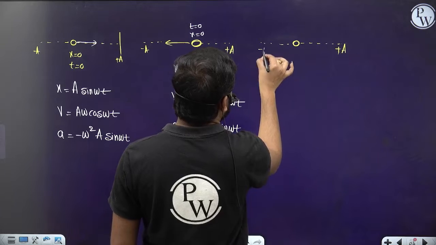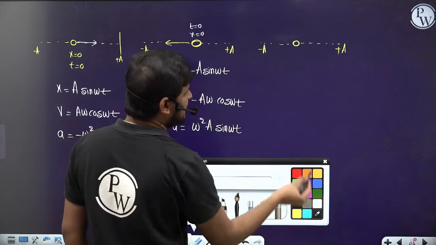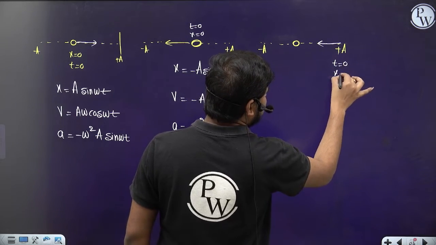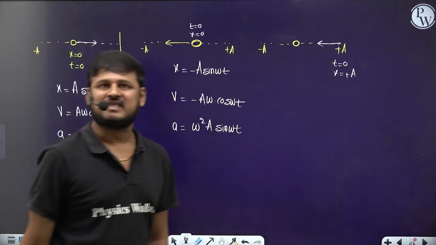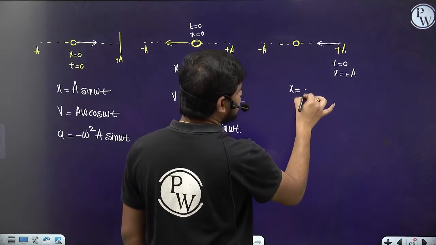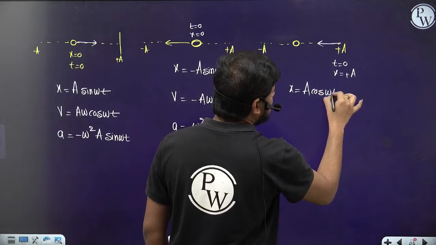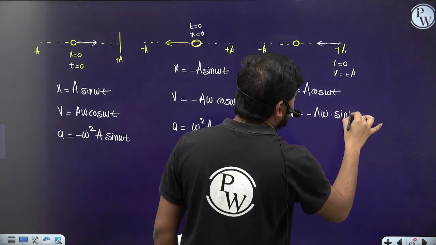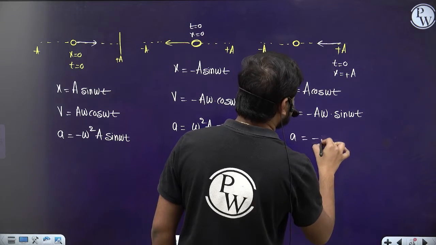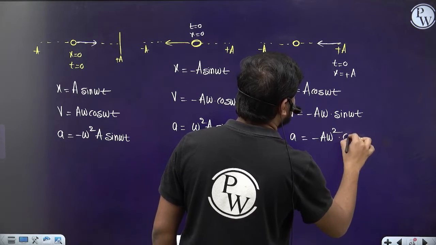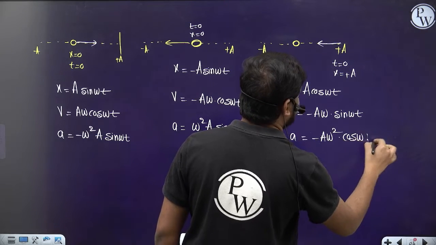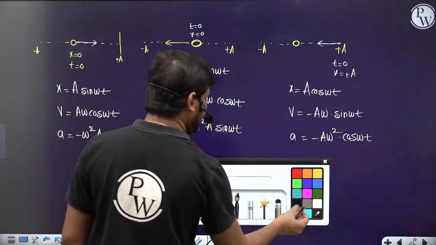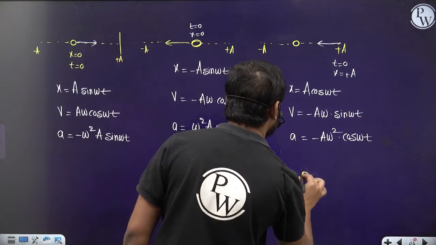Chalo. Next, this is the mean position, towards the right extreme plus a, towards the left extreme minus a. If it is starting at time t equals 0 from x equals plus a, in this case the equation of S.H.M is x equals a cos omega t. Then v equals minus a omega sin omega t, and the acceleration a equals minus a omega square cos omega t. Done. Clear? Chalo.